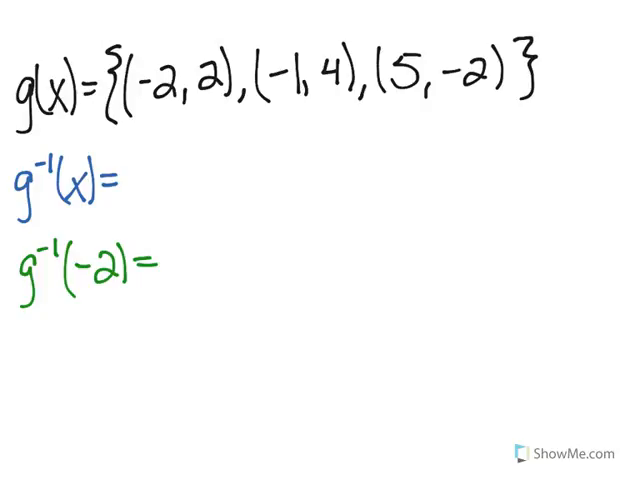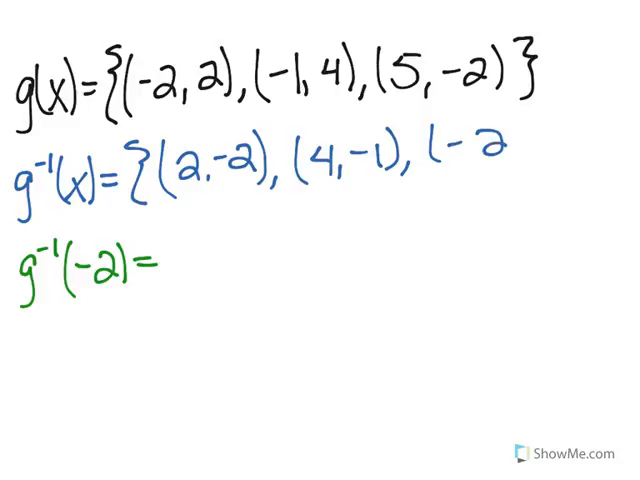So here we have the set of points that is g of x, and these points are (-2, 2), (-1, 4), and (5, -2). These are really easy to find the inverse of. All you have to do is swap the coordinates. So x becomes y and y becomes x. And that's it. That is g inverse right there.